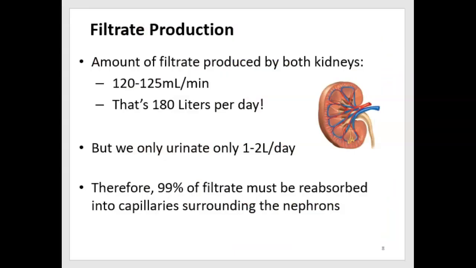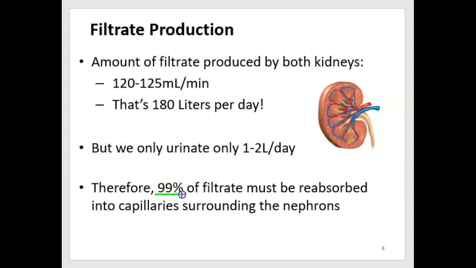The amount of filtrate that makes it across those filtration membranes in both kidneys, all the nephrons, all the filtration membranes, is about 120 to 125 milliliters per minute. That's a lot. That equals 180 liters per day. But we only urinate approximately 1 to 2 liters per day. Of course, that depends on your hydration status, what you eat or drink, any drugs involved, etc. But regardless, it won't vary that much.